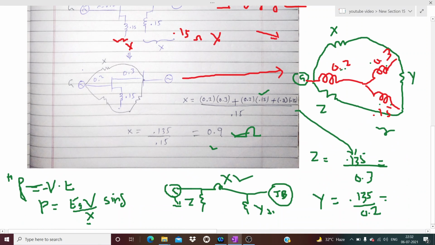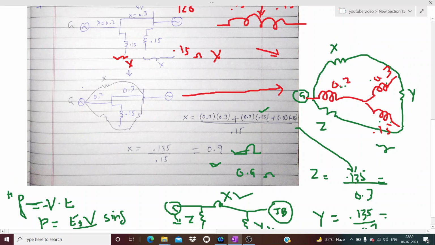So this is the answer, 0.9 ohm. I hope this can be understood easily. Okay. Thank you for this.